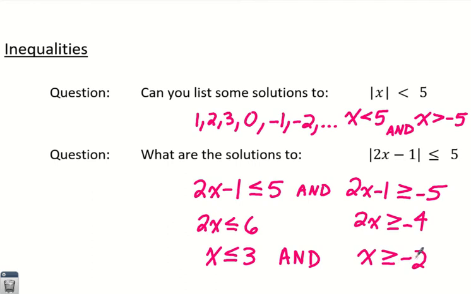Anything in between and including, because of the whole or equal to symbols, anything in between and including -2 and 3. And normally we're going to have to graph these, and that's what the graph would look like. Everything in between -2 and 3, and including those endpoints.